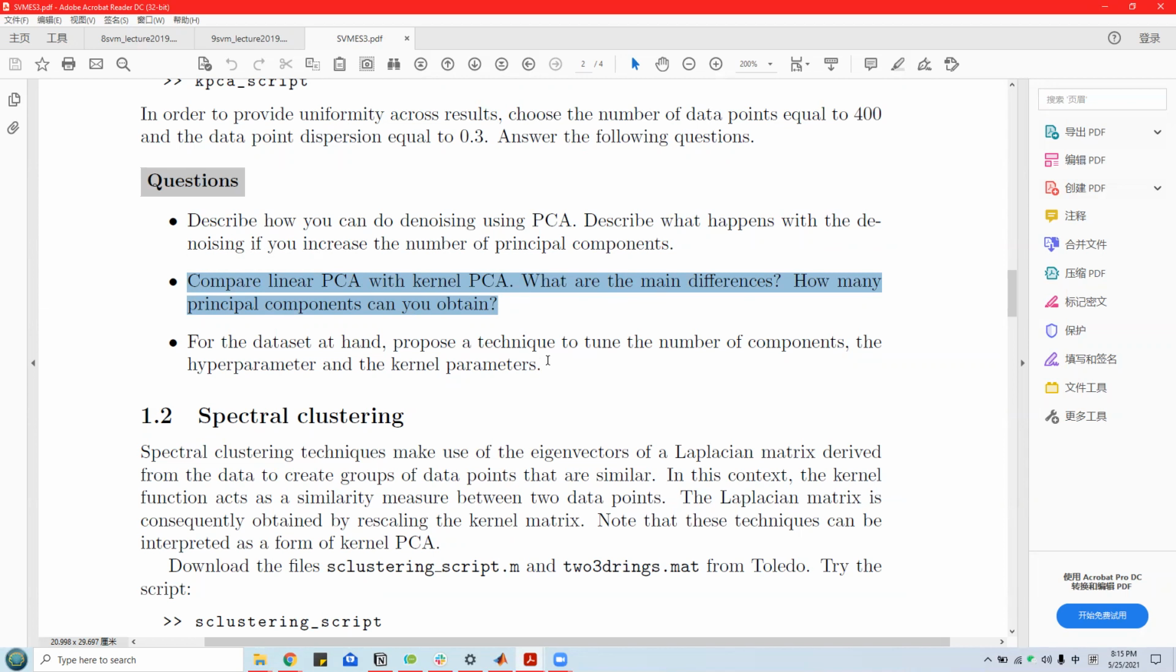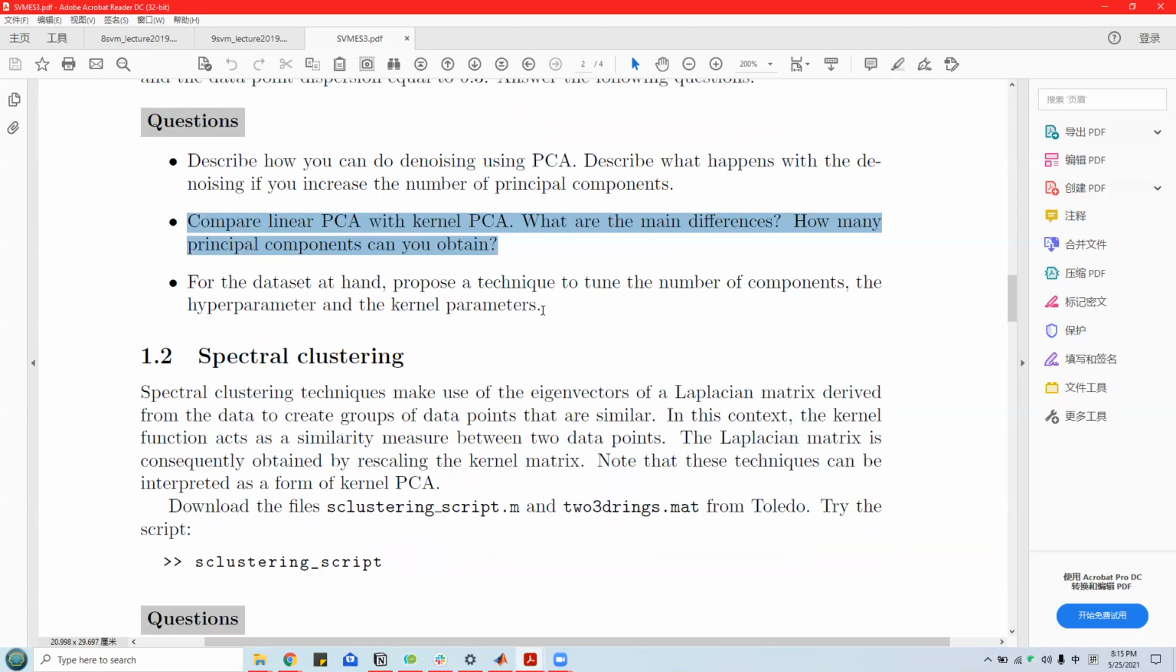So you need to propose a technique to tune the number of the components, so basically those parameters, okay? Let me check.